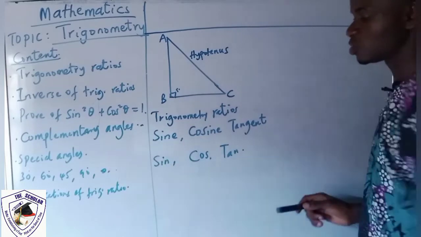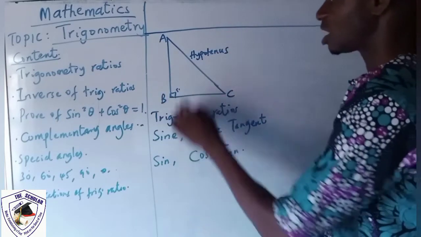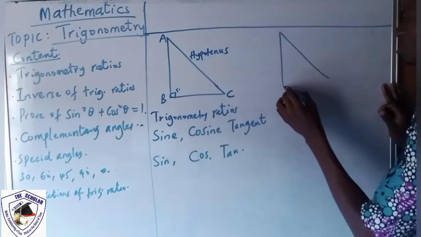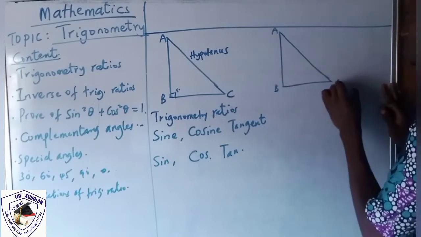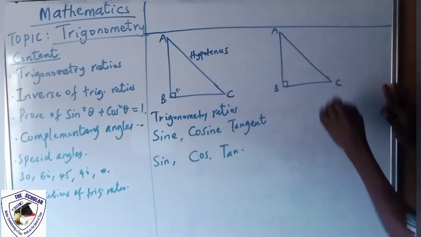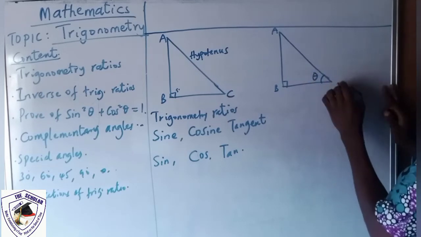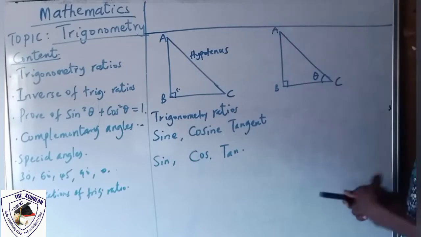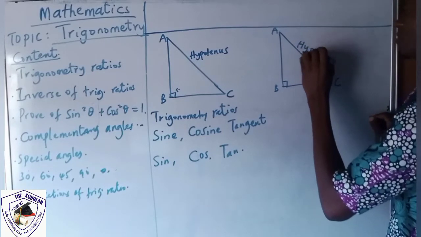These three ratios are summarized in a particular context. But before we go to that, let's look at this triangle. Assuming I'm given triangle ABC, right angle at B, and I'm provided with an angle C as theta, where theta stands for the angle. Then the longest side is always the hypotenuse, so AC still remains the hypotenuse.